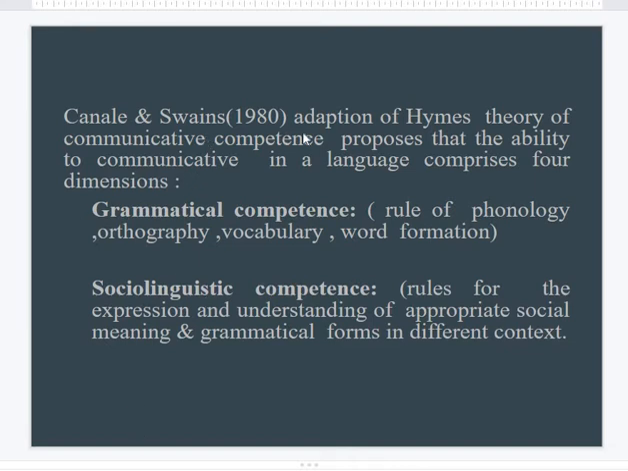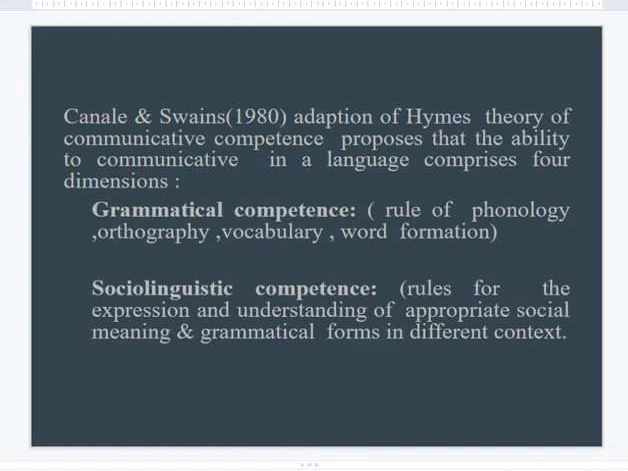So Canale and Swain's adaptation of Hymes' theory of communicative competence proposes that the ability to communicate in a language comprises four dimensions. So what are those four dimensions?